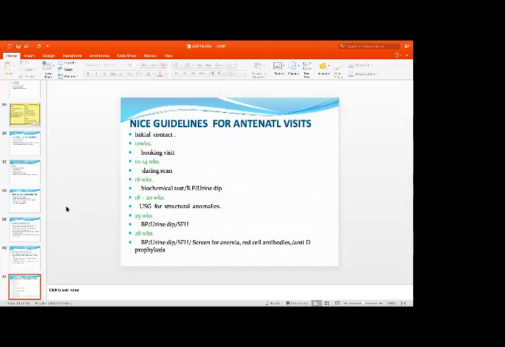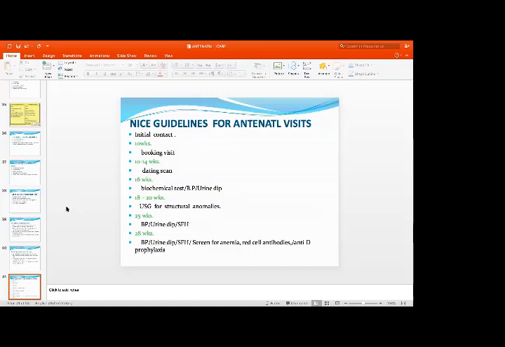Now, how frequently are the antenatal visits done? So, according to NICE guidelines, there is the first initial contact for confirmation of pregnancy and the 10 weeks visit. At 10 to 14 weeks, we will do the dating scan, and at 16 weeks, we will call her for screening tests, biochemical tests. We will measure her blood pressure and check her proteinuria with the dipstick. At 18 to 20 weeks or 22 weeks, we will do an anomaly scan.